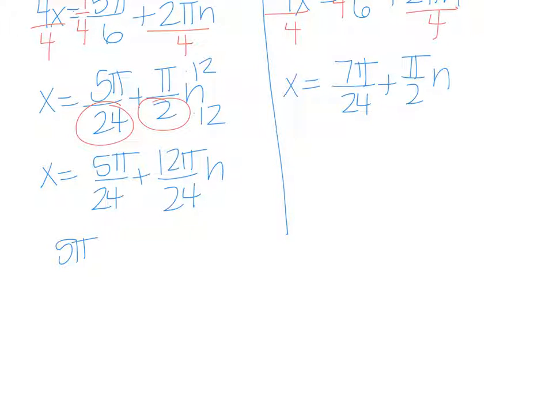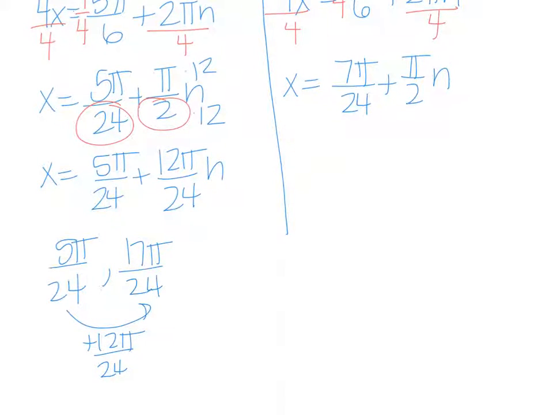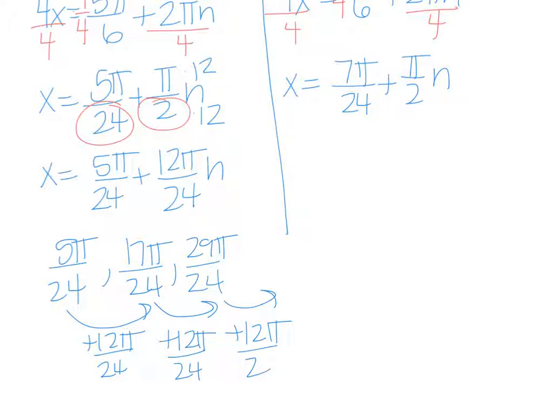You can take that starting point. This is kind of like when we graphed them, what we did. We need to go up by 12 pi over 24 each time. So if I add 12 to the top, I'm going to get 17 pi over 24. Then I'm going to do that again, add 12 pi over 24 again, and I will get 17 plus 12 is 29 pi over 24, and add 12 pi over 24 again, and again you can kind of just do this in your head, you don't have to write it all out like I am. We get 41 pi over 24.